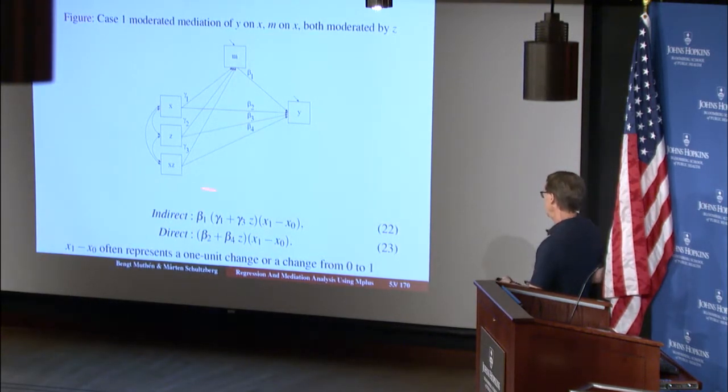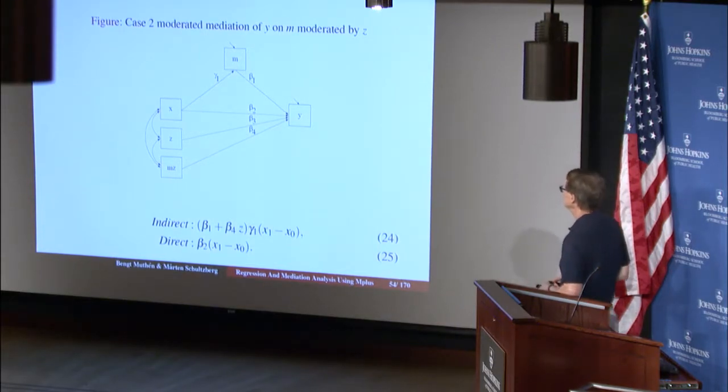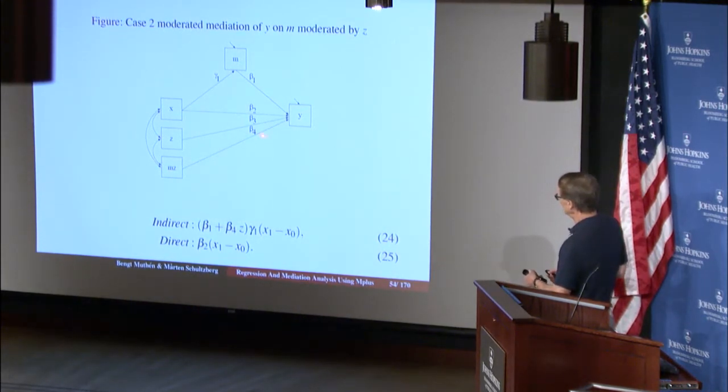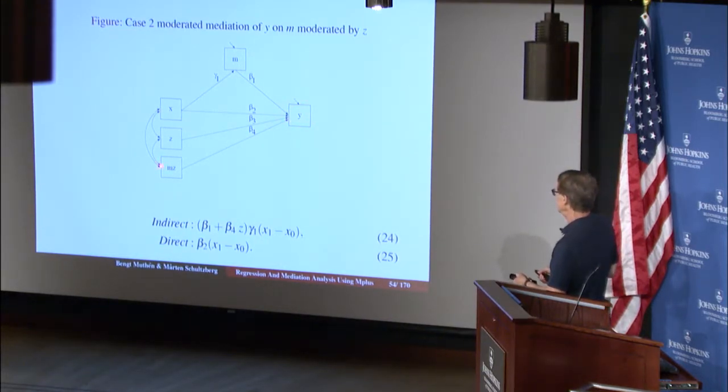All right, so that's fairly familiar. The direct effect is beta 2 plus, but also beta 4 via z connects to x. So you're probably familiar with that formula. Now, case 2, then you have m interacting with z. So there, the moderation is only with respect to y as a dependent variable. That is, z moderates the effect of m on y.